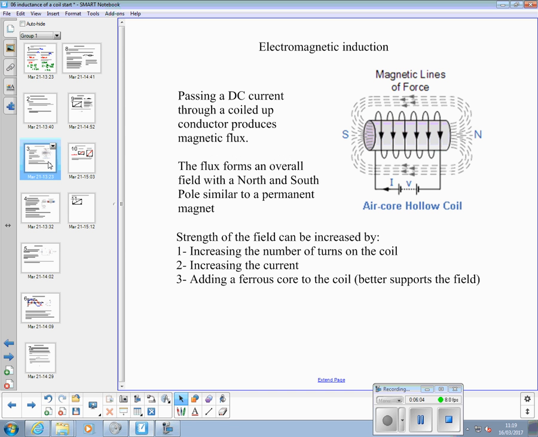So, electromagnetic induction, the situation with DC. If we pass a DC current through a coil, the conductor produces a magnetic flux around that conductor, and they form an overall field. If we pass a current through a single conductor, I'm going to draw two conductors looking at the end of them. In that one, the dot indicates that's the current arrow coming out and hitting Kyle in the middle of the forehead, and that cross means current going in.